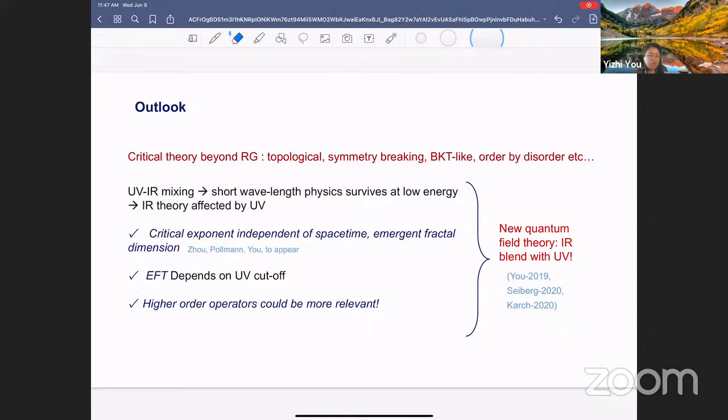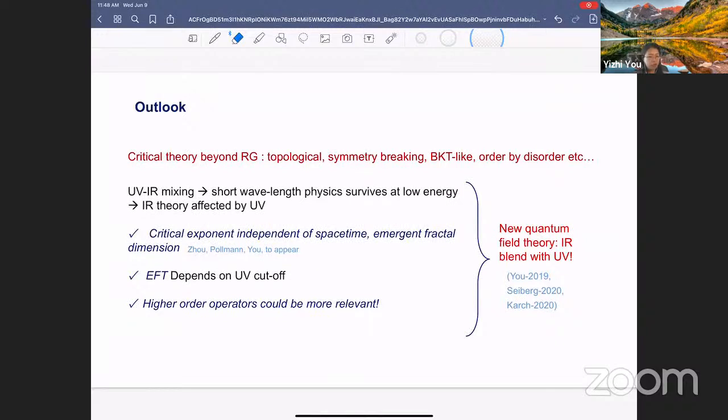For example, previously the critical exponent at a phase transition point is only dependent on space-time, and sometimes on additional anomalous dimension corrections. But in these Fracton type quantum critical points, or with the subsystem symmetry principle, we can even have some emergent fractal dimension, which is not related to our space-time, but is related to the dimension of your subsystem symmetry. And second, because the short wavelength physics plays an extremely important role, these high momentum modes can survive at the low energy part of the spectrum.